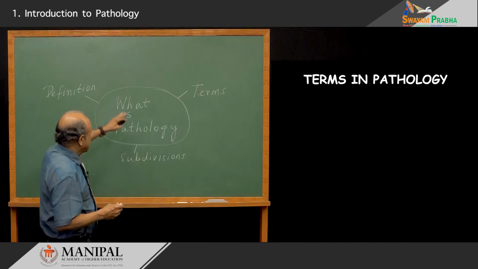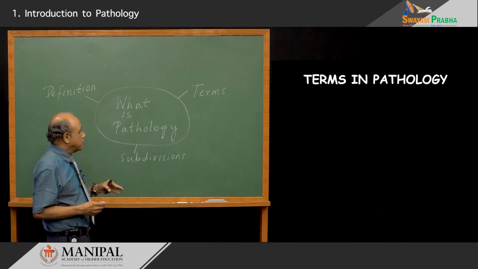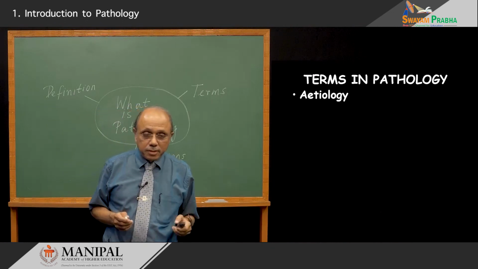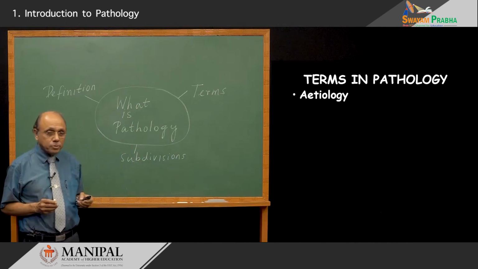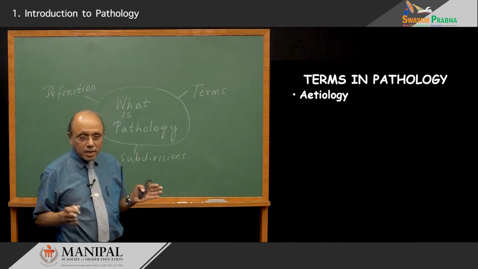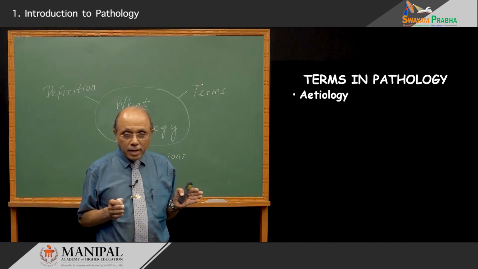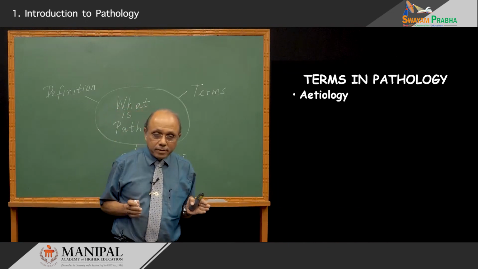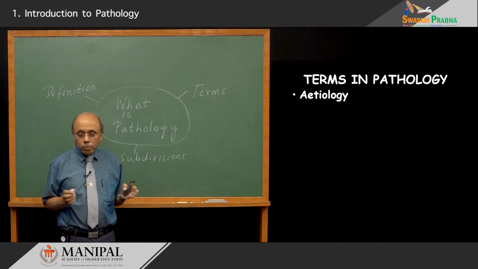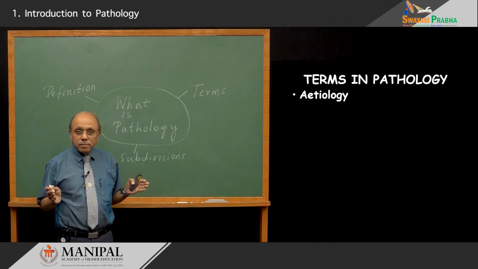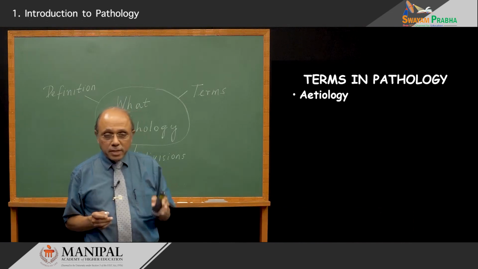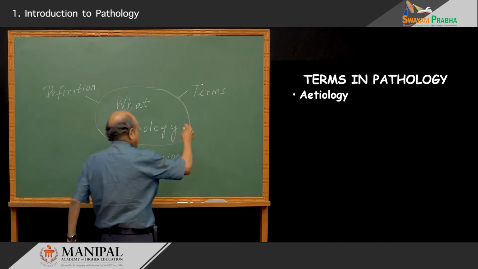What are the common terms? We will go to the terms and then we will come to the major subdivisions. What are the terms that we commonly use in pathology? The first term that we use is etiology. The word etiology in British English is written with an A, A-E-T-I-O. The American spelling for it is just E-T-I-O. Both are acceptable. One can write either depending on one's preference, but the word etiology simply means the cause of a disease.